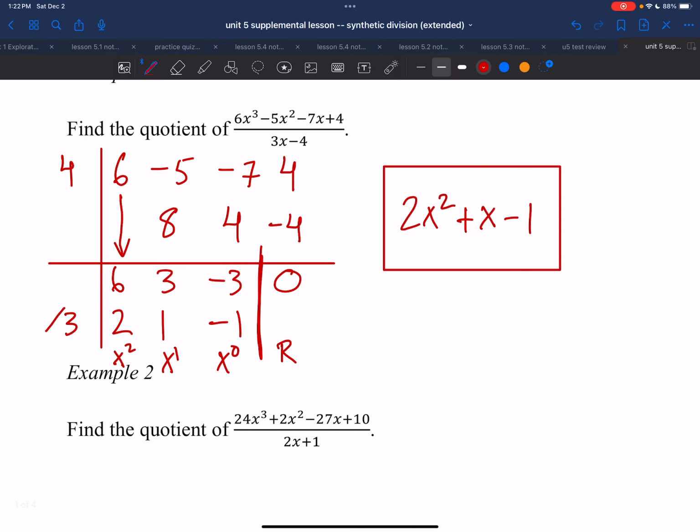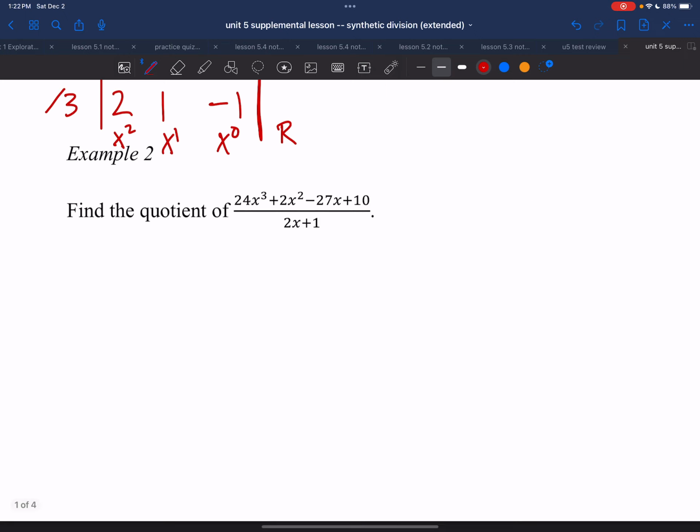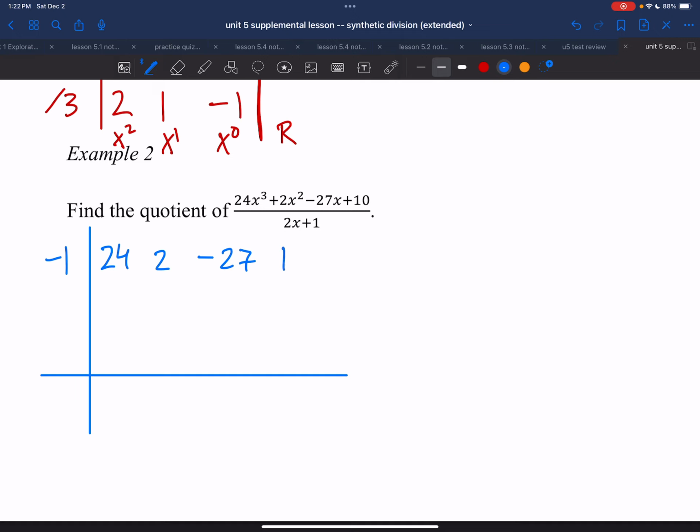Okay? Let's look at one with a remainder. I'm going to switch to blue here just for fun. I like to switch up the colors. So again, I take the negation of a, which is the constant at the very end, which is 1. So I'm going to flip the sign on that. It's going to get -1. So I got -1 here. And I'm extending this box kind of like this. You'll see why I do this, especially as we go on. I do 24x cubed plus 2x squared minus 27x plus 10. And the lead coefficient is 2, so I'm going to divide by 2 over here.